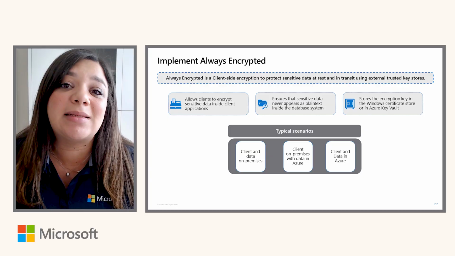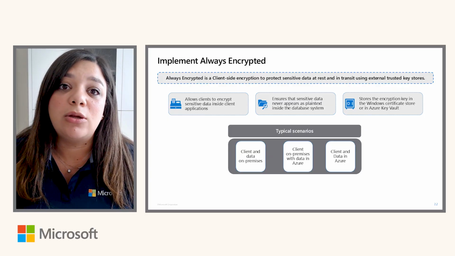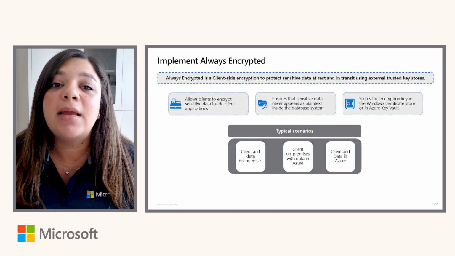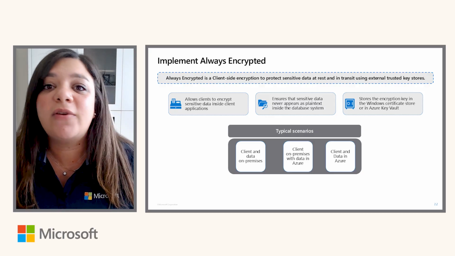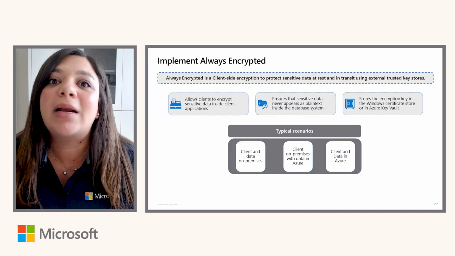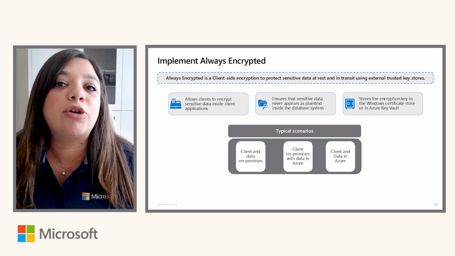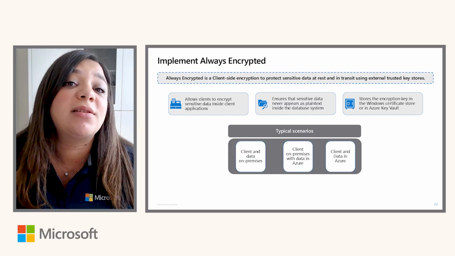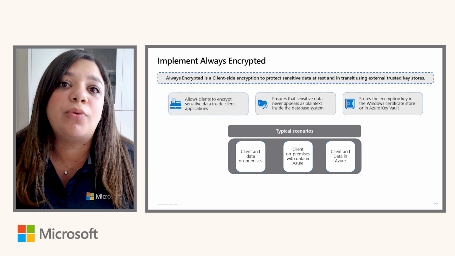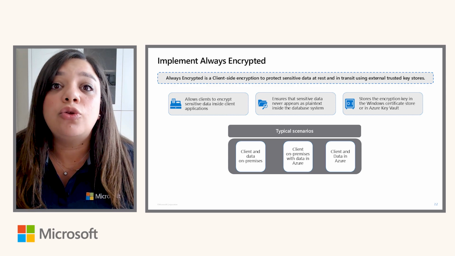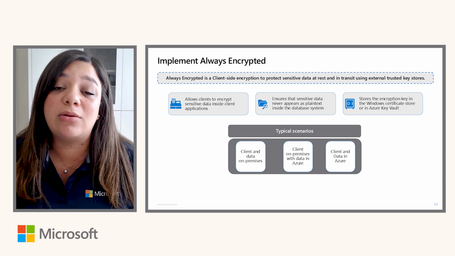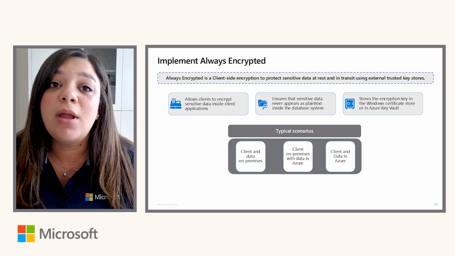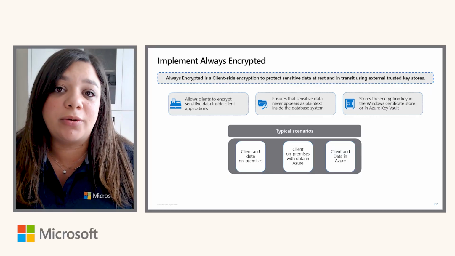Next, Always Encrypted, as we were saying, is another key security feature. This is a client-side encryption technology. So know about how it ensures sensitive data is never visible in plain text inside SQL Server. So even if you're a database administrator or a cloud admin, the encryption and decryption happen on the client side, with keys stored in a trusted key store. This is also really important. Know that there are three main deployment scenarios: the client and data on-prem, client on-prem with data in Azure, or client and data in Azure.